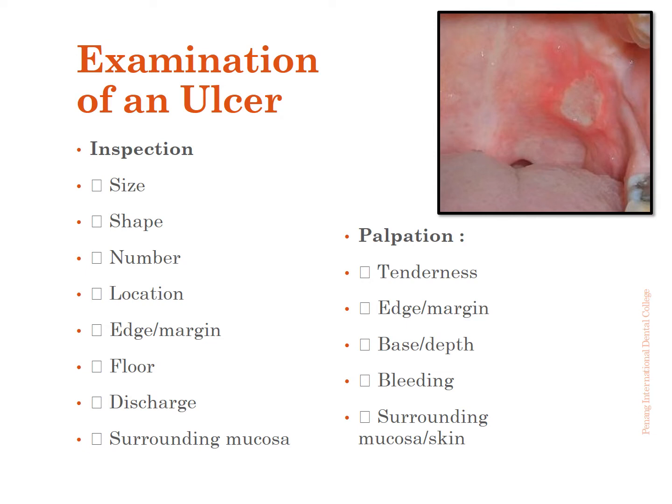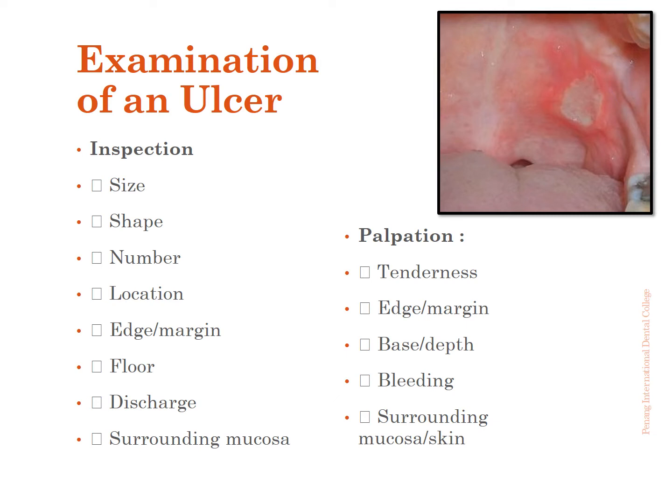For example, the ulcer that you're noticing here in the picture is an ulcer on the soft palate. You would say junction of hard and soft palate. And the surrounding mucosa appears erythematous. The size of the ulcer is about 1 cm in its largest diameter. It is irregular in shape. There's a solitary ulcer, that's why it's called a solitary ulcer. The location, I've just described it. The edge or the margin is sloping. It's difficult to actually define because it's a shallow ulcer, and the floor is covered with necrotic slough.